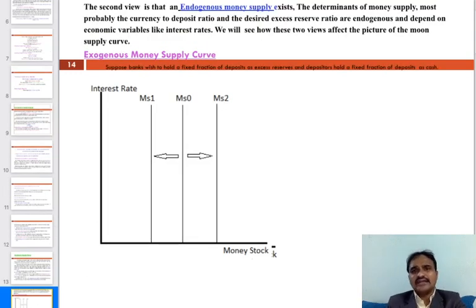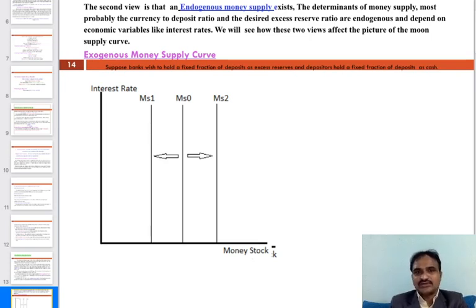The second view is the endogenous money supply. The determinants of money supply, most probably the currency deposit ratio and desired excess reserve ratio, are endogenous and depend on economic variables like the interest rate. That means, other than the interest rate, variables such as the currency deposit ratio and desired excess reserve ratio also determine the money supply, and those depend upon the interest rate. We will see how these two views affect the picture of the money supply curve.